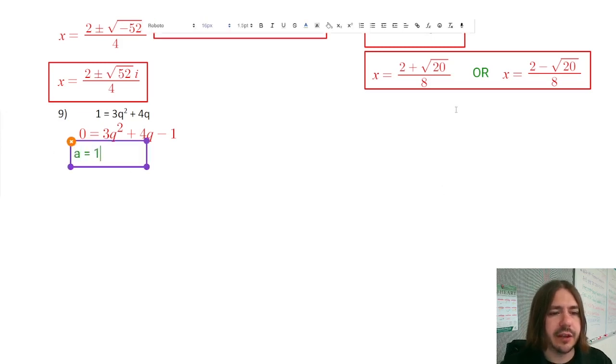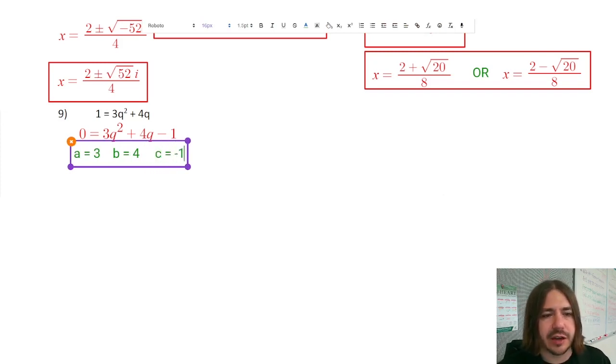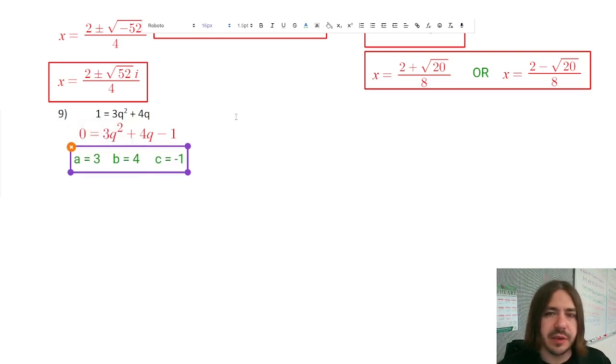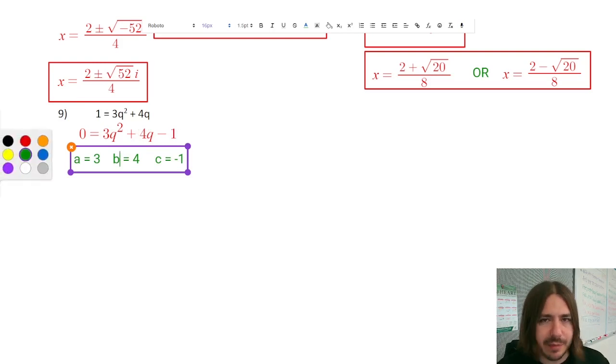All right, so here A is 3, B is 4, and C is negative 1. Now, if you work this out and you actually did bring everything to the left, your A, B, and C are all going to be opposite of what I have written here. Your A would be negative 3, B would be negative 4, C would be positive 1, and that will work out. Just because I brought it to the right, if you brought everything to the left and you have a negative here, here, and a positive here, you'll still get the same answer. So do not stress about that.